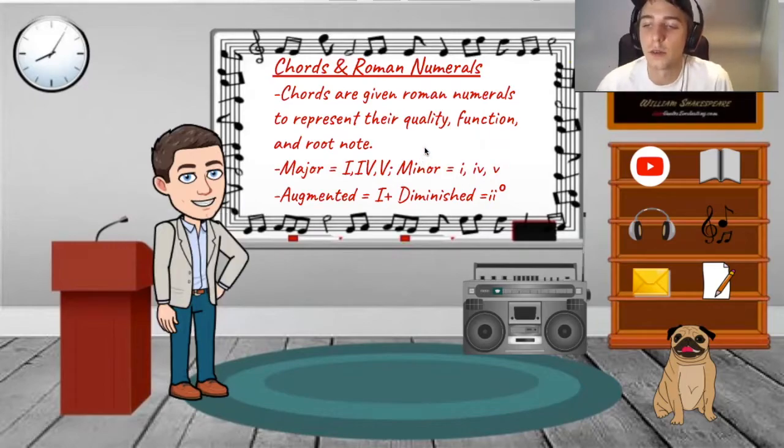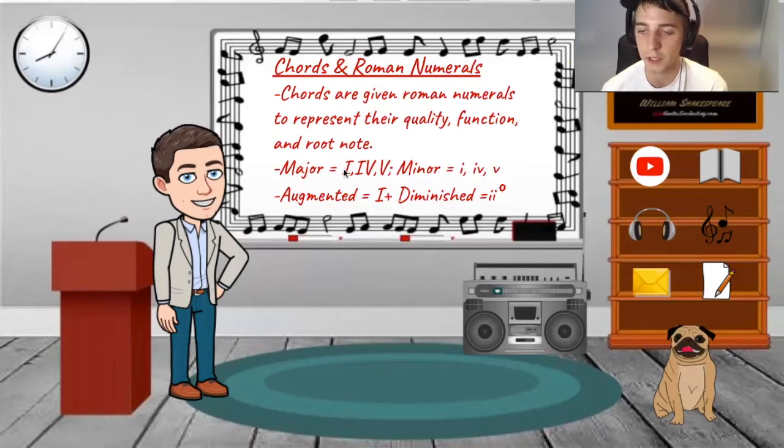So when we analyze chords, we give chords Roman numerals that correspond to the scale degree that they come from, right? And those Roman numerals represent both their quality, their function, and they also represent the root note. So in major keys, or for major chords, we have our Roman numerals here, 1, 4, 5. But whenever you write out Roman numerals for a major chord, we have to capitalize those Roman numerals. It's just the system of shorthand that we've come up with for doing this.